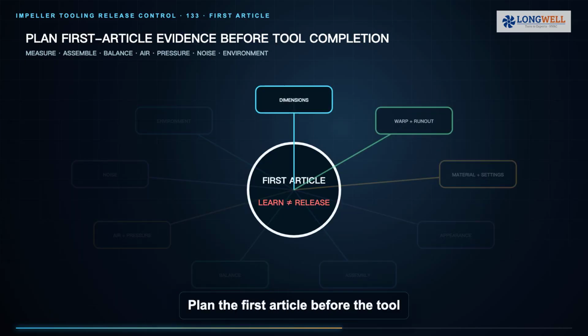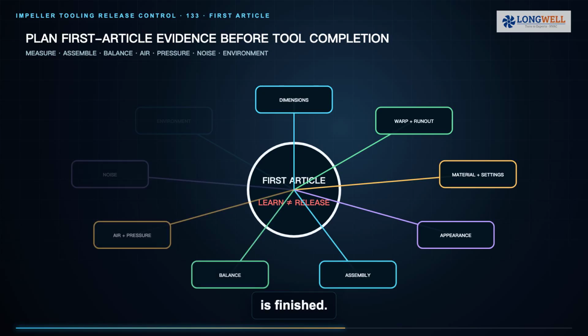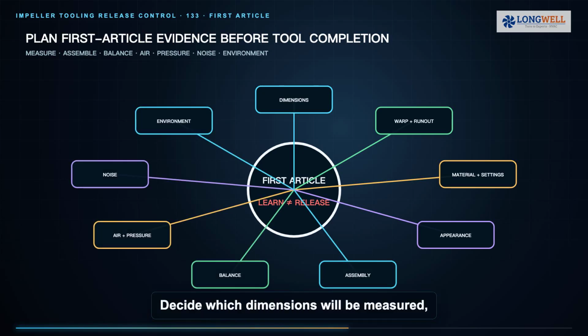Plan the first article before the tool is finished. Decide which dimensions will be measured, how warpage and runout will be checked, what material and process settings are allowed, how appearance and assembly will be judged, and which samples go to balance, airflow, pressure, noise, overspeed, or environmental tests. A first shot is learning evidence, not automatic approval. Record deviations and link every correction to a new tool and part revision.